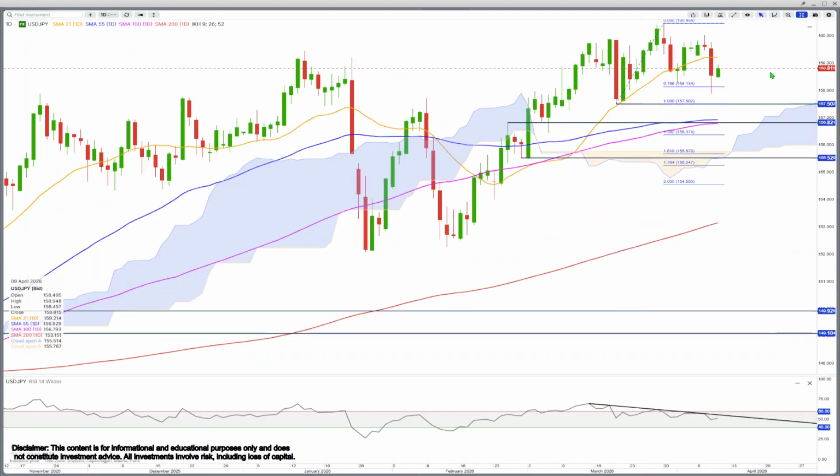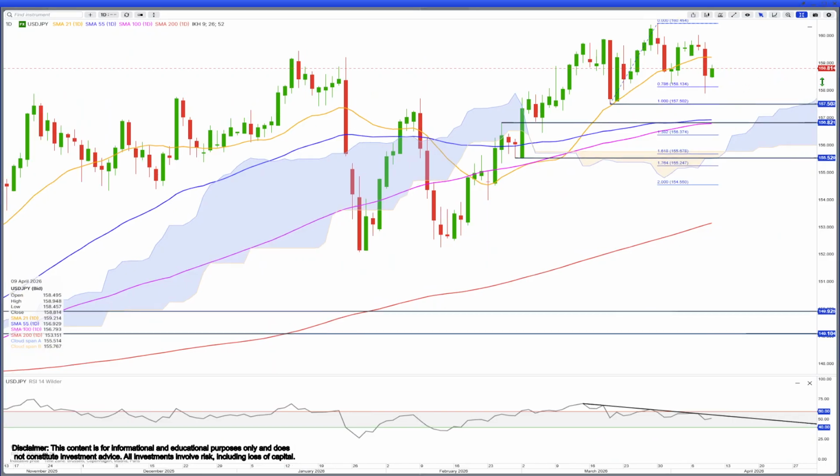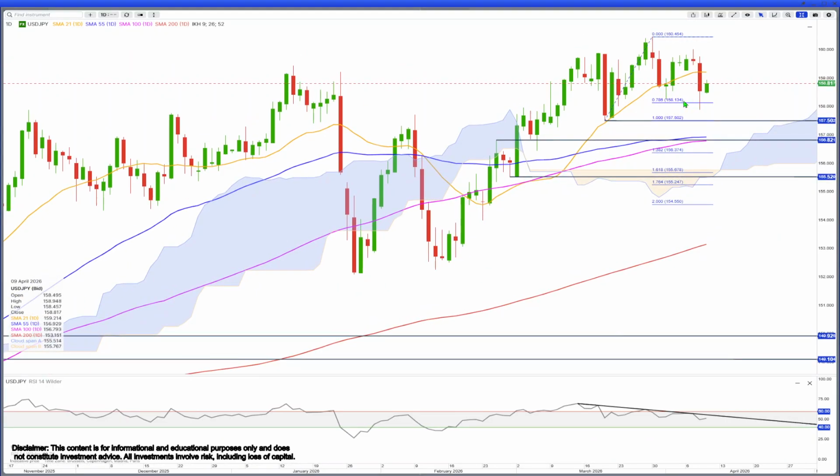Yen pairs, also a lot of volatility yesterday when we talked about it. We had the dollar yen dipping below the 786 retracement, didn't get all the way down to the key support here at 157.50 before it bounced, so just dipped below, and now buyers have come in, lifted it. So let's see here what will be going on.